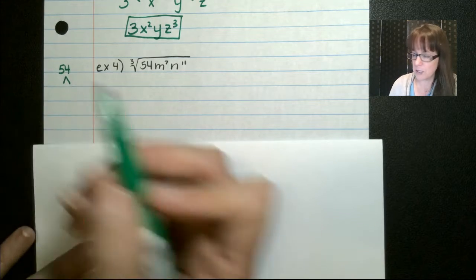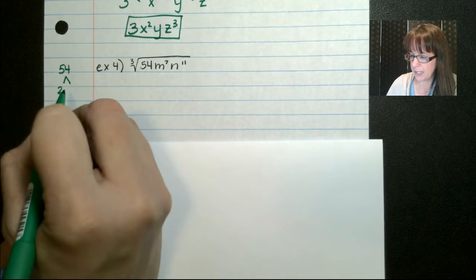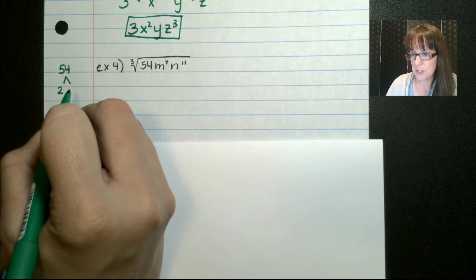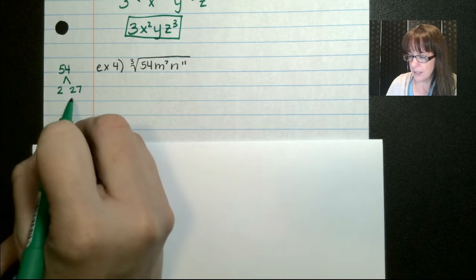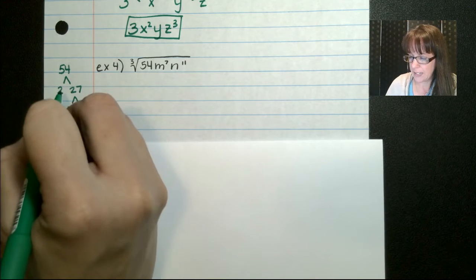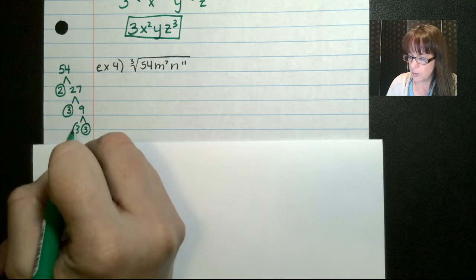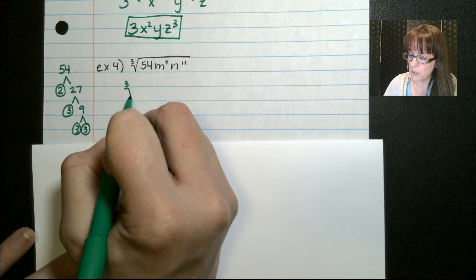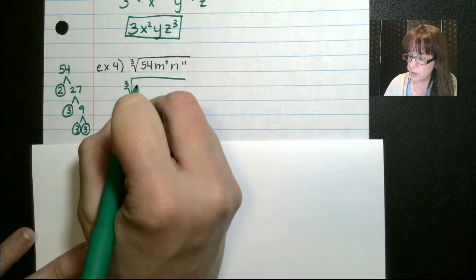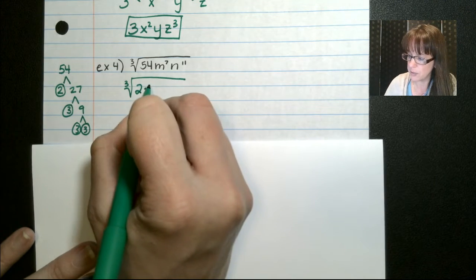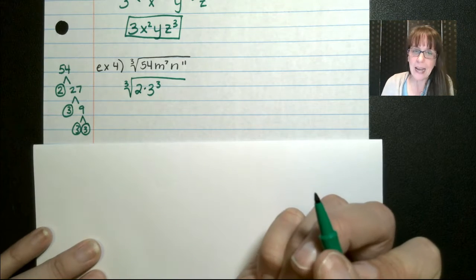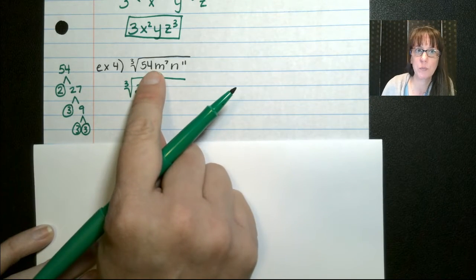Now I know 54 is divisible by 2, and if I do that, I get 27. This is going to be 3 and 9. Now 2 and 3 are both prime, and then 9 is 3 and 3. So what we have here is the cube root of 2 times 3 to the 3rd power. Now, as I said, we want to make sure that these are in groups of 3.